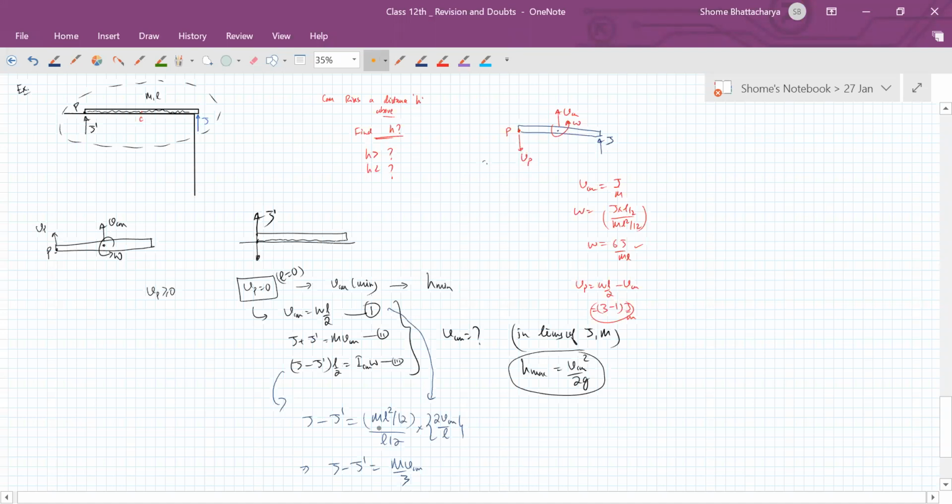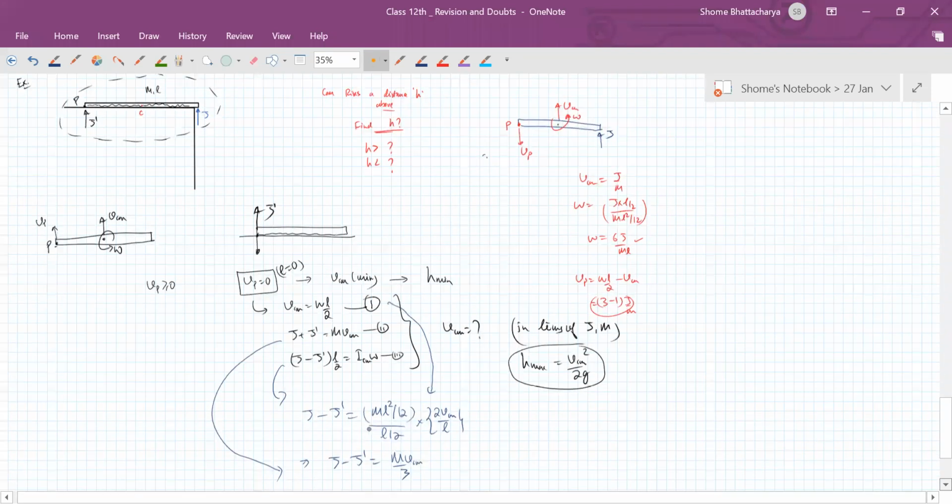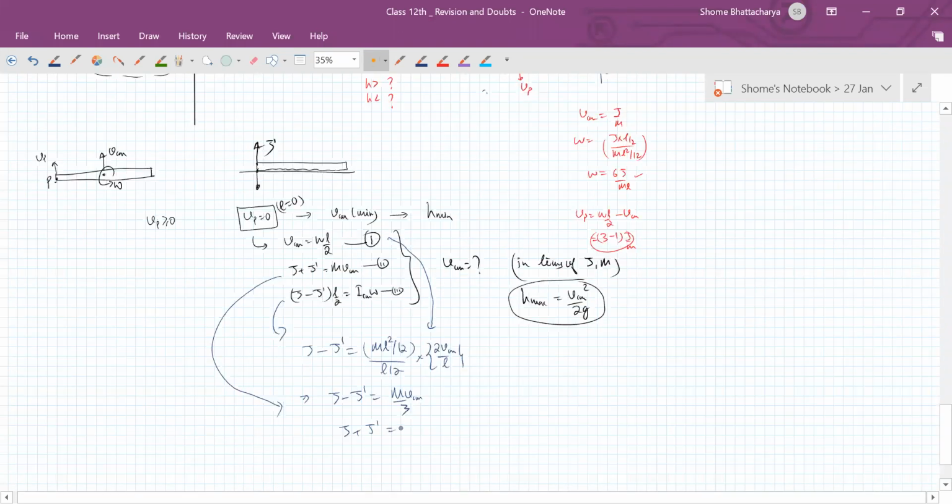Okay. Now compare it with the second equation. So we have 2 times J is equal to 1 by 3 plus 1, or 4 by 3, M VCM. So this will give us the condition that VCM will become 2 divided by 4 by 3. So that will be 3 by 2 J by M.